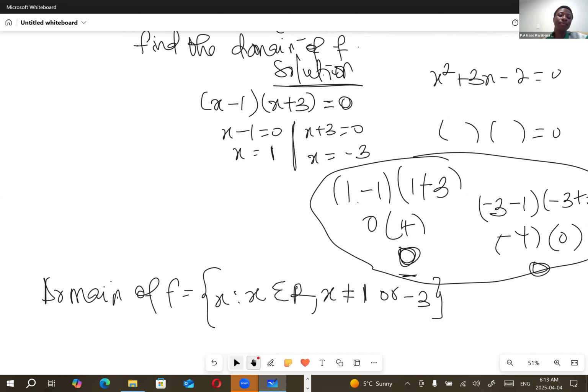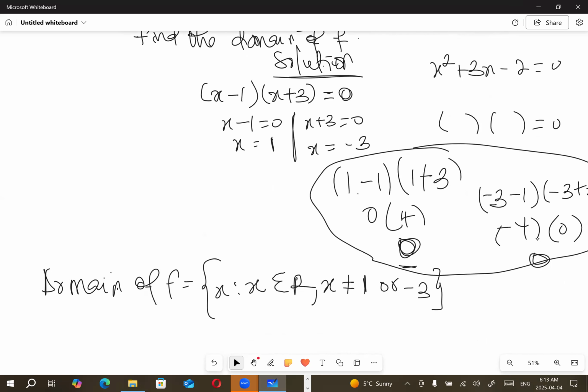Yes, sir. So your solution should be this. You set it to 0. Then you come and write the domain. The rest I'm coming to give as yours.